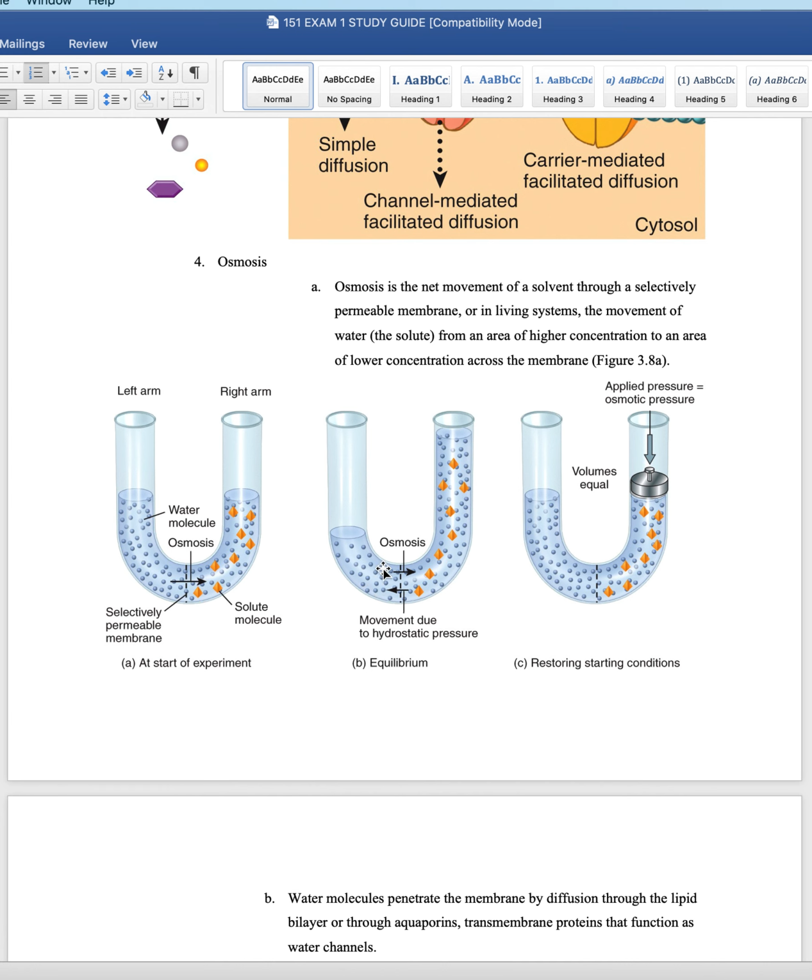Via hydrostatic pressure, we're going to have movement over. And if we want to figure out what that highest hydrostatic pressure, also known as osmotic pressure, equates to, we can put an applied pressure down until the volumes are equal. And when we do that, whatever that applied pressure is, it's going to equal the osmotic pressure, or the force of water from one side of the membrane to the other to try to reach equilibrium.